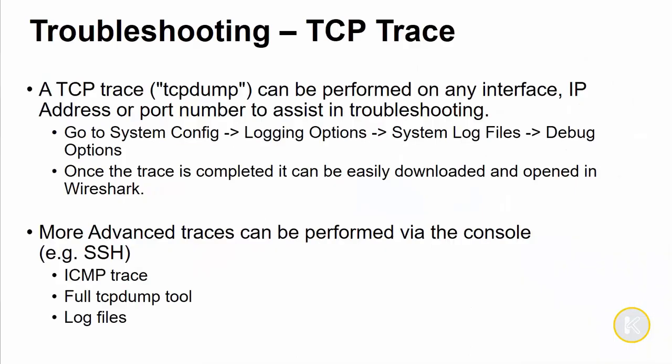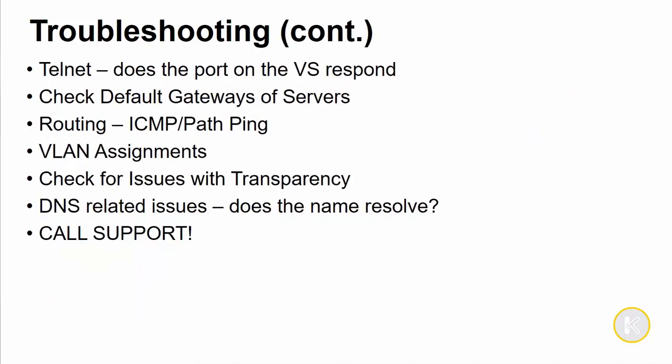There are several tools available to help troubleshoot issues as they arise. A TCP trace can be performed on any interface or multiple interfaces. These captures can be opened and analyzed in applications such as Wireshark. There are also several log files on the Kemp LoadMaster, including Layer 7 debug traces.